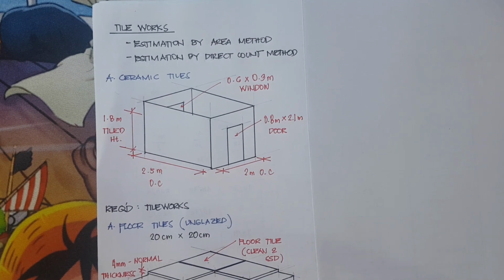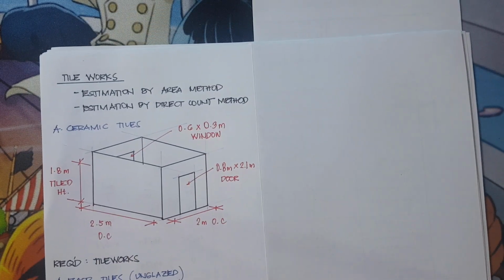So for this video, we're going to discuss tileworks, okay? Tileworks, from definition, it is a flat or curved piece of fired clay, stone, or concrete used especially for roofs, floors, walls, and often for ornamental work. When we say ornamental work, it is for aesthetic work, for decoration, okay?